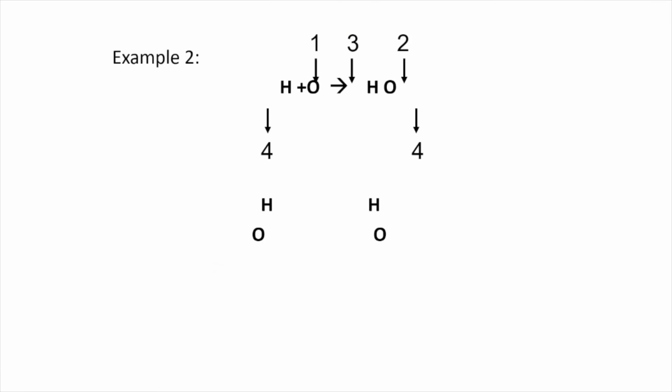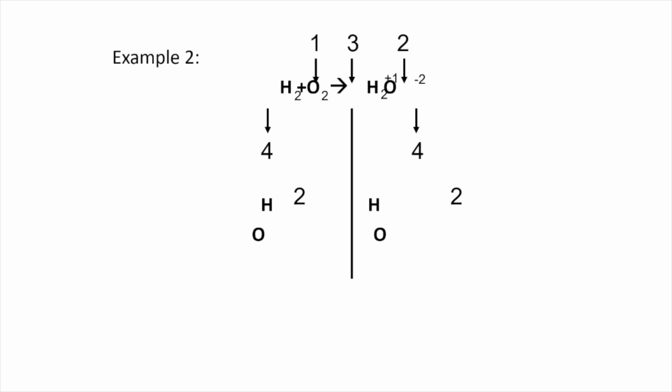To explain this example again, we start with step 1. So step 1 is to identify what our diatomic molecules are. In this reaction, both hydrogen and oxygen are diatomic molecules. Step 2 is to write our valencies above the product. Step 3 is to draw our line. And step 4, we cross over the valencies of our product.